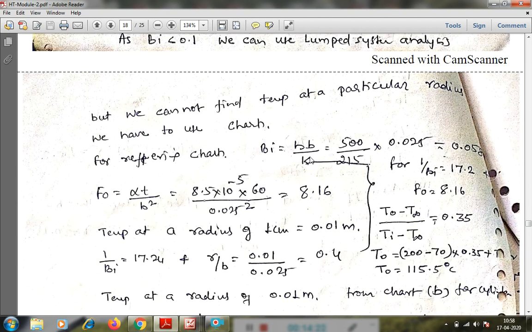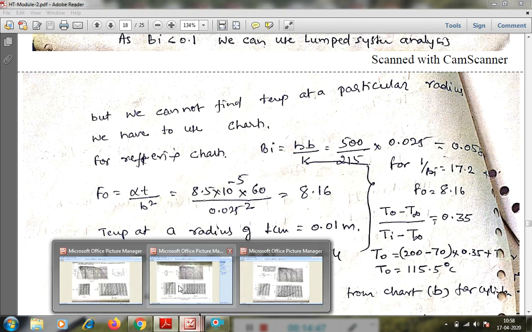The Biot number once again we are calculating for using the chart: hb by k is 0.058. 1 by Biot number is 17.2. Then Fourier number 8.16, that is alpha t by b square. We used alpha t by b square and got the Fourier number as 8.16.